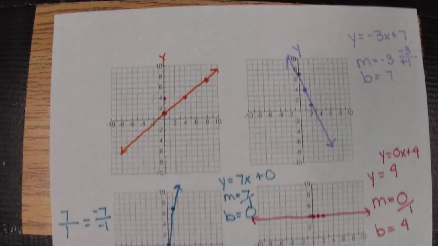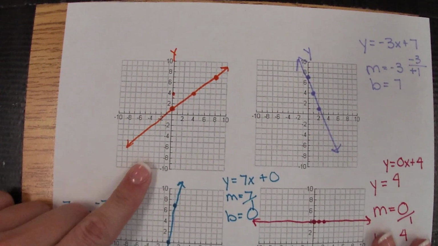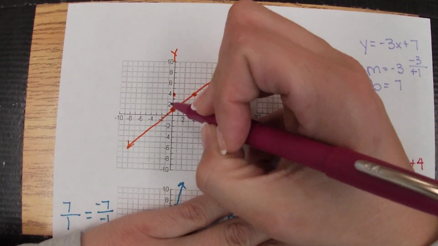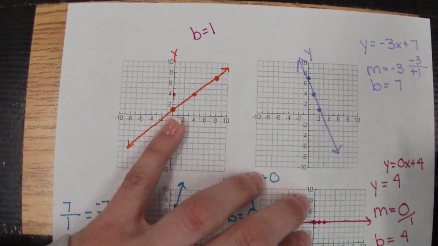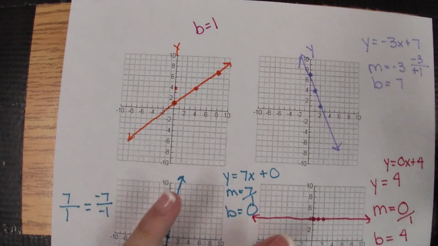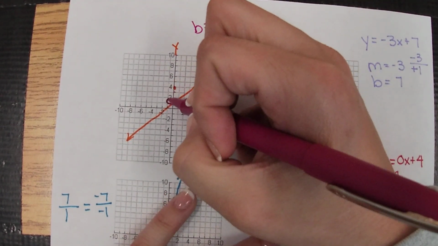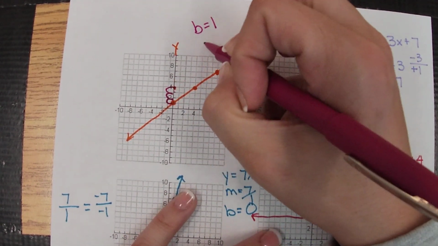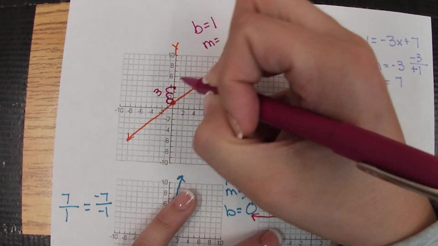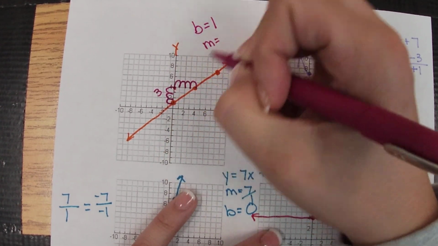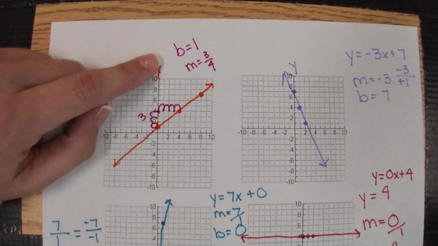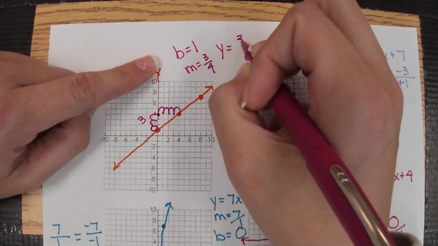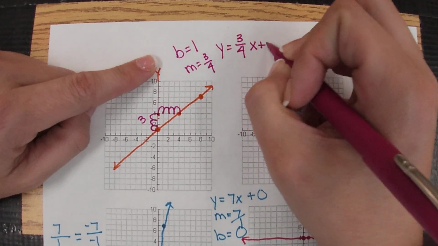Okay, so if I was just given this graph, I could say, okay, this has a b at 1, right? My y-intercept equals 1. And we already know how to calculate slope. My slope goes up 3 and over 4. So that is therefore the equation y equals 3/4 x plus 1.